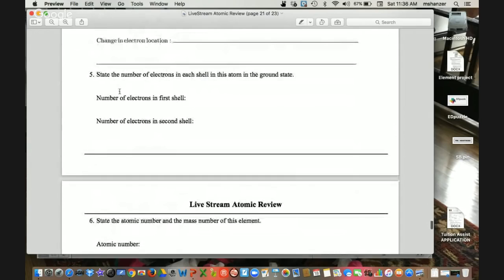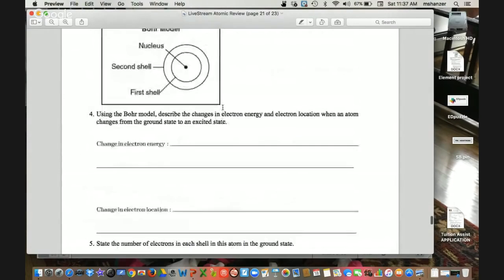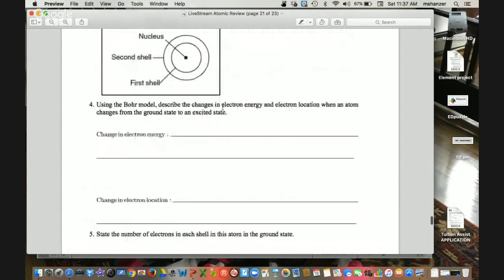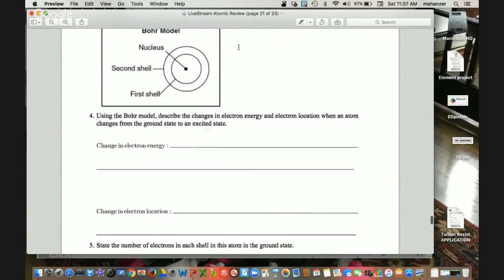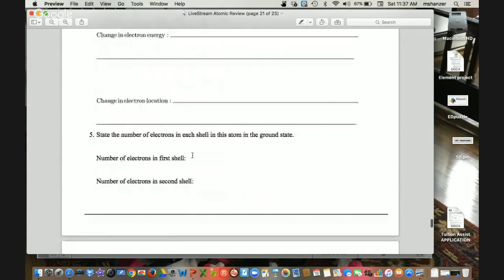Now it says here, state the number of electrons in each shell in this atom in the ground state, the number in the first shell, the number in the second shell. If we look at this particular question, it's telling us there are 4 protons and 5 neutrons. So 4 protons is telling us the atomic number, and that atomic number is for beryllium. It's atomic number 4. We could simply look at the periodic table and we can see that there are 2 electrons in the first shell and there are 2 electrons in the second shell.